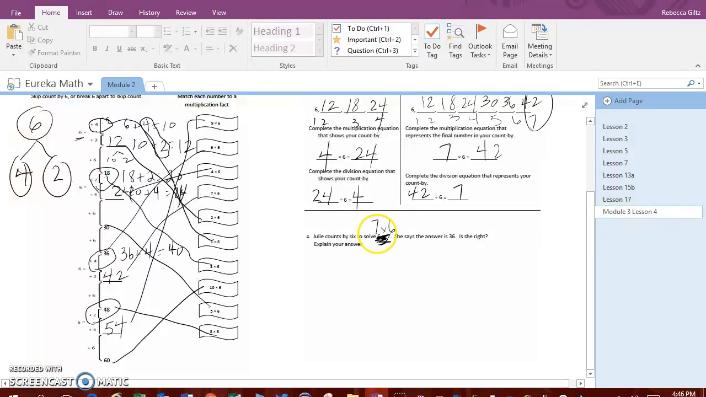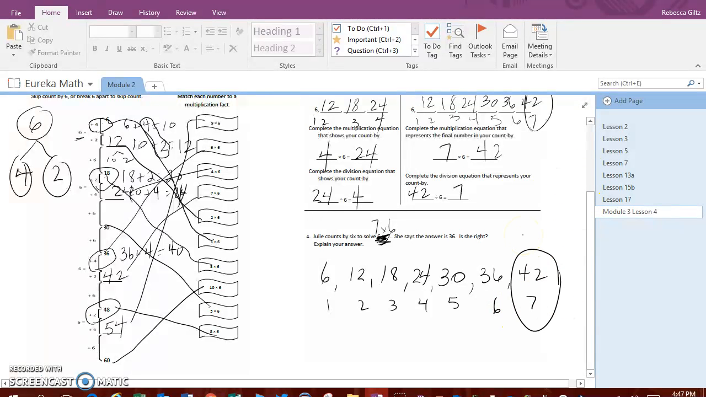Okay, so I want 7 groups of 6. So 6, 12, 18, 24, 30, that's 5 groups, 36, 42. 1, 2, 3, 4, 5, 6, 7 groups equals 42. So is she right? Well, she says the answer is 36, so no. She is not right. 7 times 6 equals 42.